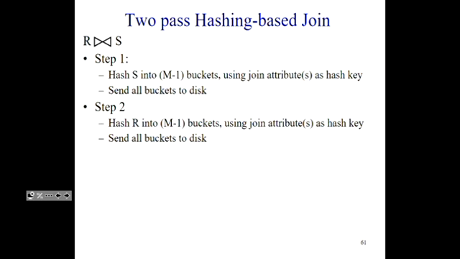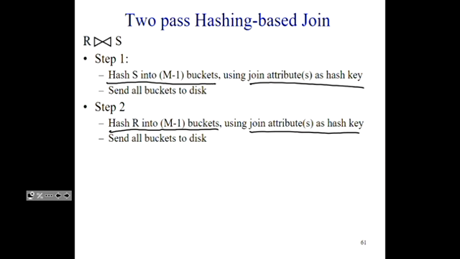Let's talk about the two pass hashing based joins. So the first two steps are predictable. This is just like what you would do for grouping and duplicate elimination. So you would just partition S into M minus 1 buckets using the join attributes as a hash key. Second step is partition R into M minus 1 buckets using the join attributes as the hash key. And then you send all of these buckets to disk.